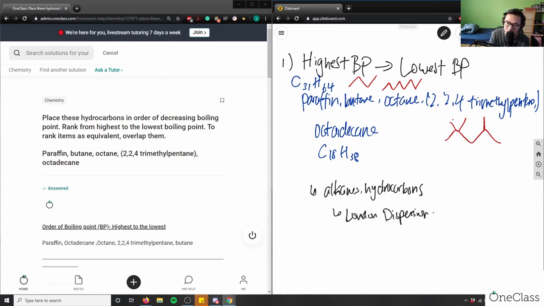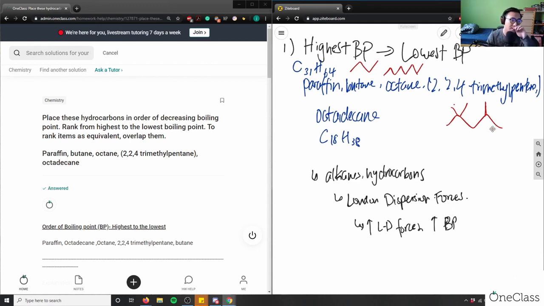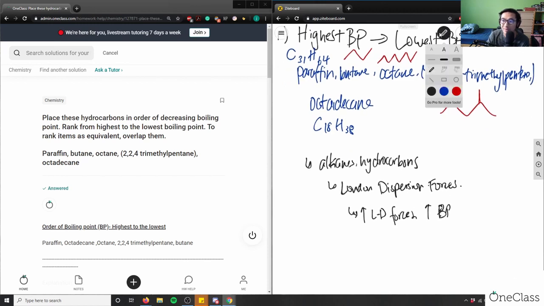We don't have any dipoles. We don't have any hydrogen bonding here. So the only thing that affects these guys are the London dispersion forces. And as we know, the higher the LD forces, the higher the BP, right? So it's proportional with our BP. What are London dispersion forces? These are the forces that increase as the size of the chain gets bigger, right? The bigger the molecule, it's harder for us to break up or to boil our hydrocarbons. So in this case, obviously the biggest compound would be the hardest to break up, right?